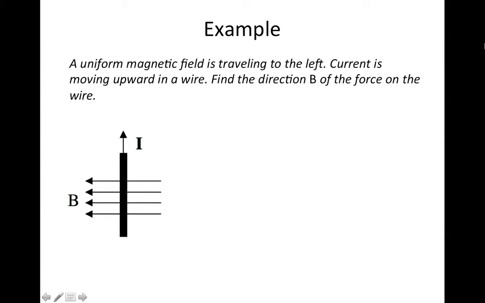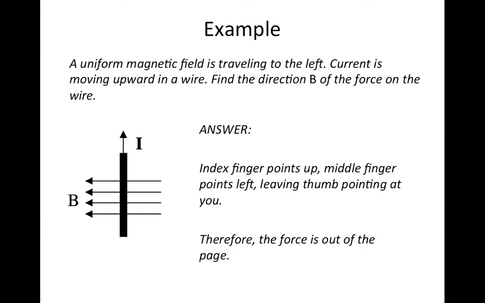So if you have a current in the wire going up and the magnetic field, you want to find the force, you use your right hand. So your index finger should point upwards with the current. Then you turn your middle finger to point left with the magnetic field, and that should leave your thumb pointing directly at you. Therefore, that means the force is out of the page towards you. And if you wanted to draw that, you would draw a dot and then the letter F for force.